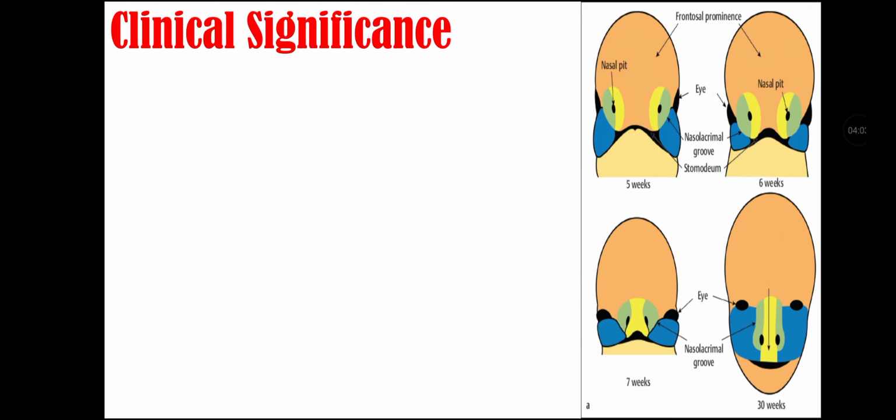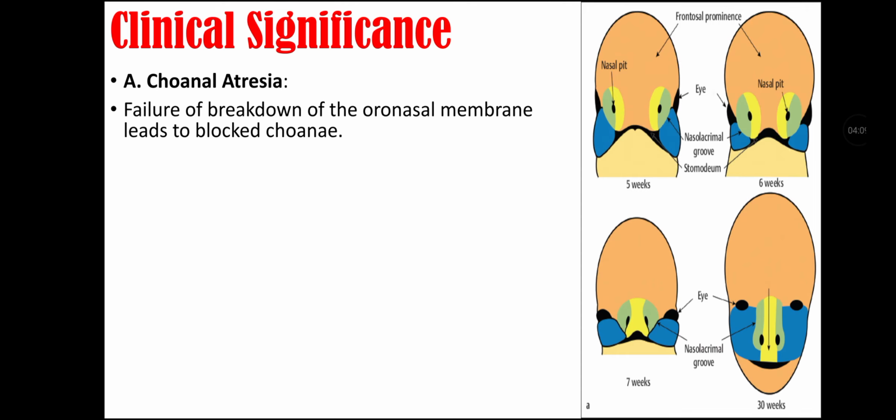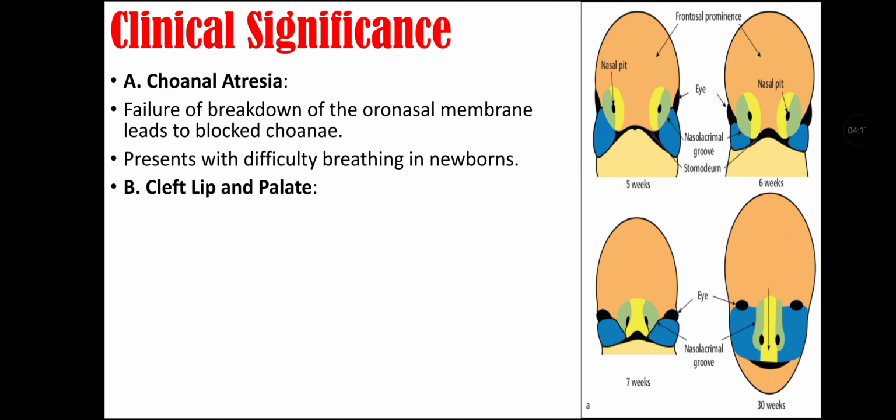Now let's talk about the clinical significance of nose development. First, there may be choanal atresia, that is failure of breakdown of oronasal membrane and that leads to blocked choanae. It presents with difficulty breathing in the newborns.